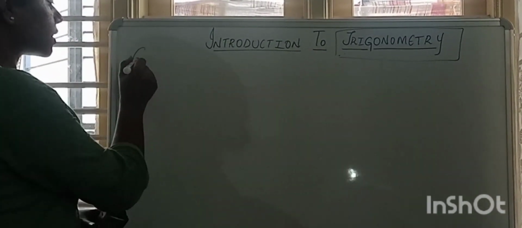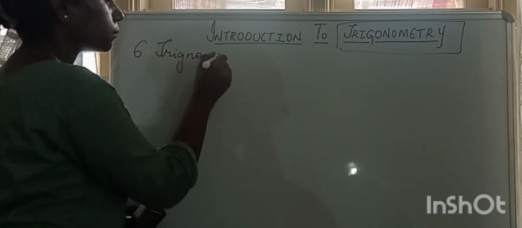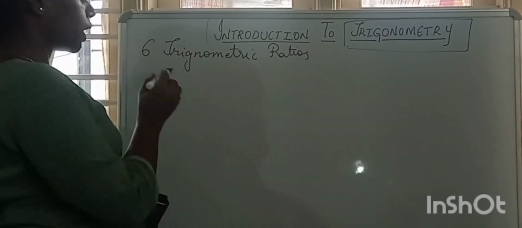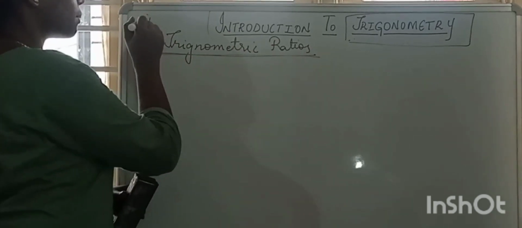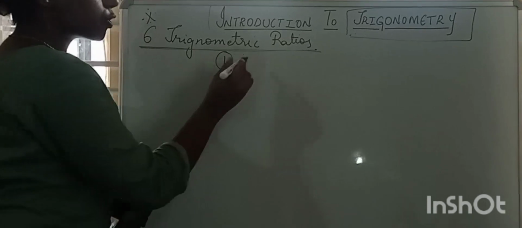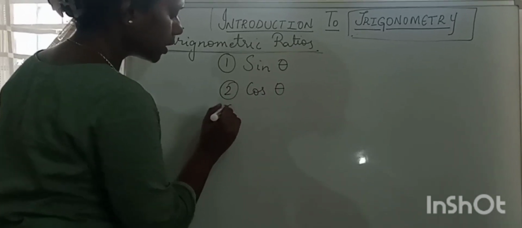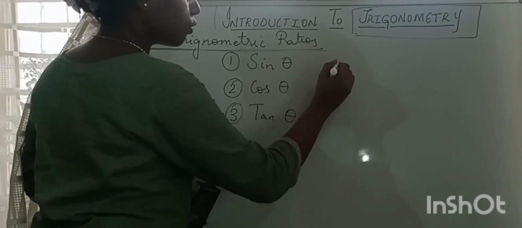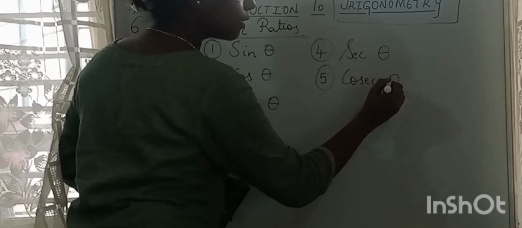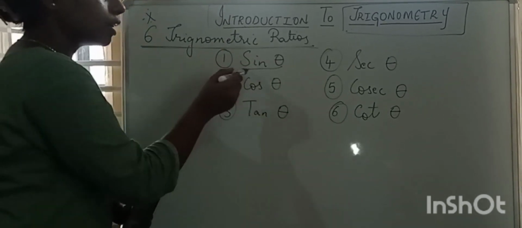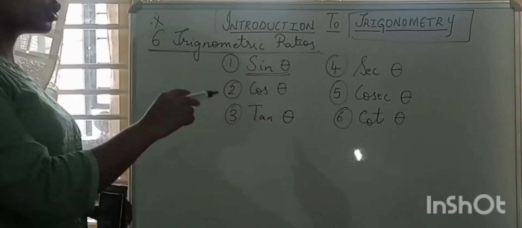In this chapter there are 6 trigonometric ratios. In order to deal with this chapter, learning about these 6 trigonometric ratios is very important. I'll tell you what those 6 trigonometric ratios are. First one is sin theta. Second one is cos theta. Third one is tan theta. Fourth one is secant theta. Fifth one is cosecant theta, and the last one is cot theta. These are the 6 trigonometric ratios which are very important in order to deal with this chapter. Each trigonometric ratio has a particular formula which you will be applying further in this chapter.